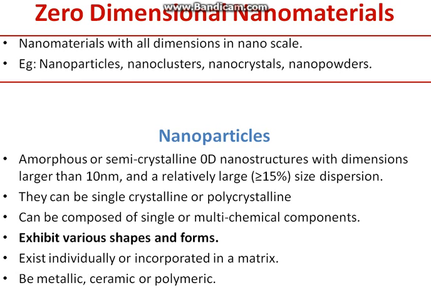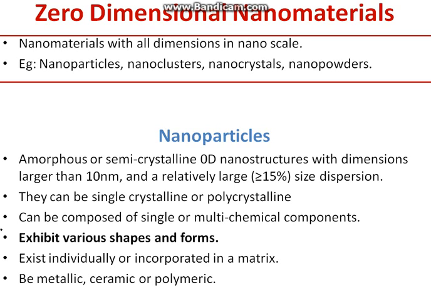And when we say the size is larger than 10 nanometers, it's fairly easy to assume that there's going to be a rather large degree of polydispersity over here. Also, these can be single crystalline or multicrystalline, and can be composed of a single component or multiple components. And from an aesthetic point of view, the important thing about nanoparticles is that they exhibit various shapes and forms.